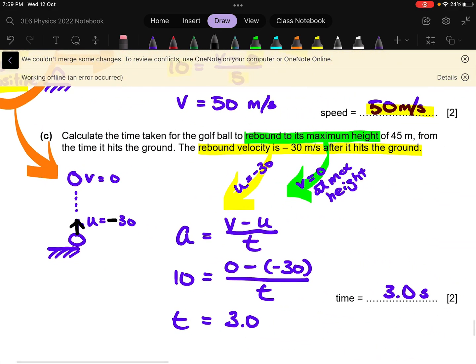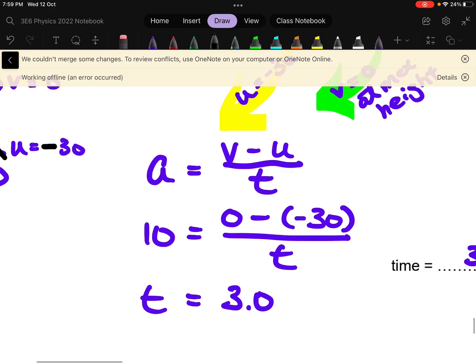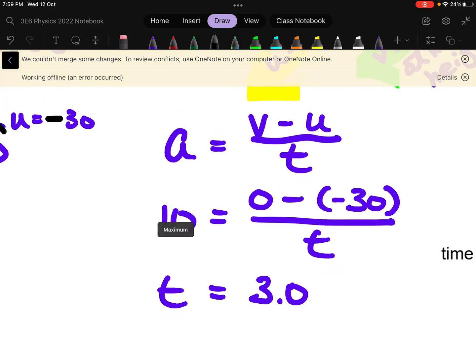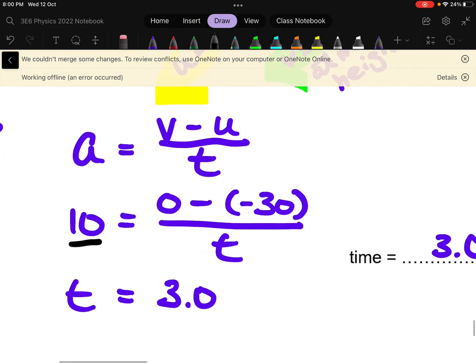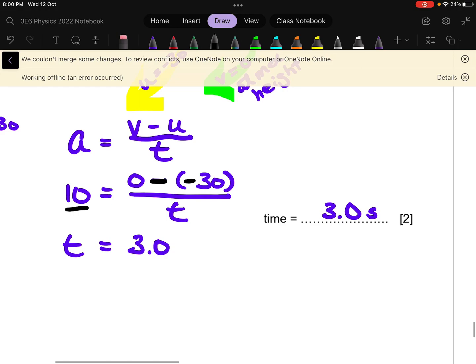So you don't even need to sketch a VT graph. You can use back a equals to v minus u over t. a is still downwards, right? Even though the ball is rebounding upwards, the gravitational acceleration in this case is still downwards. So we remain at positive 10. Now the initial velocity is going to be minus 30. So minus will give you a plus. If you do your algebra correctly, you will get t equals to 3.0.